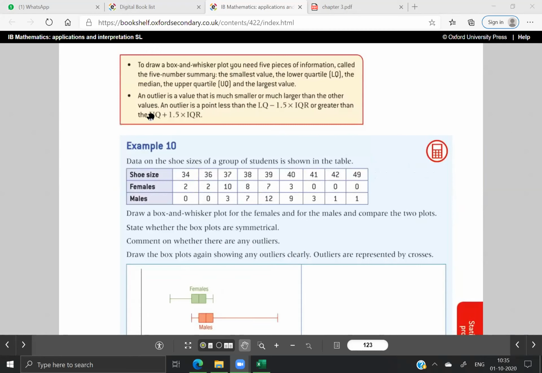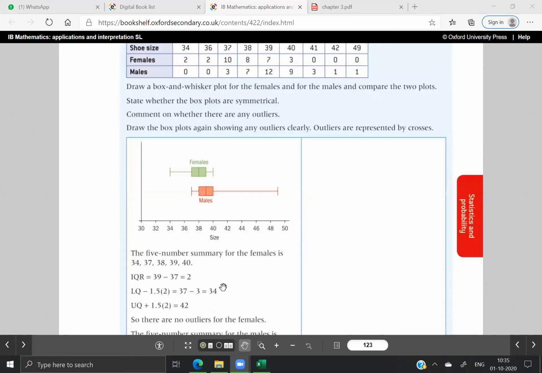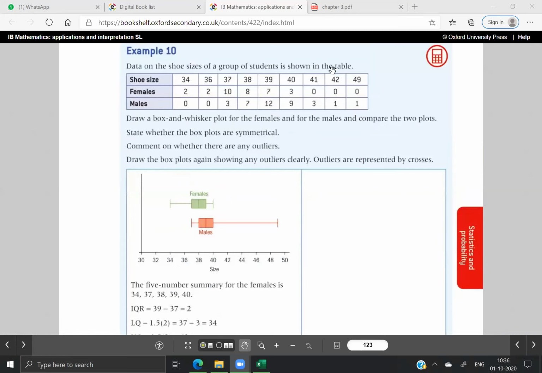Let us see for the upper quartile. For upper quartile, you have to add 1.5 into 2, and upper quartile is 39 here. 39 plus 3 gives you a 42. Let me see, 42 is this, and after that, there is no value for the females. Here we are talking about the females. So basically, for females, they have answered that there is no outlier.